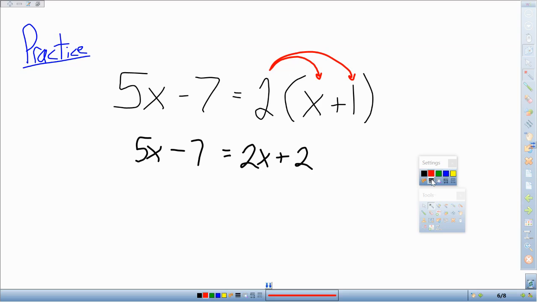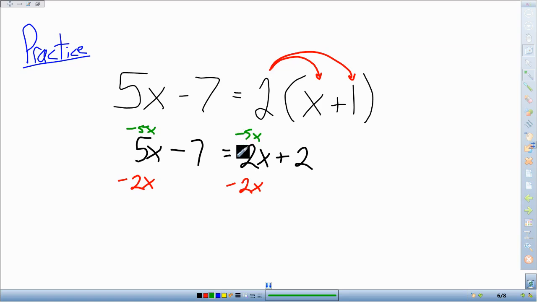On this one, I'm going to choose to bring my x's to the left because I like that that will give me a positive number. So I'm going to subtract my 2x over here. And again, I just want to point out, if you chose to subtract your 5x over to the right, that is fine. We will get the same answer as long as we both do our work correctly. So looks like we're getting 3x minus 7 equals 2.